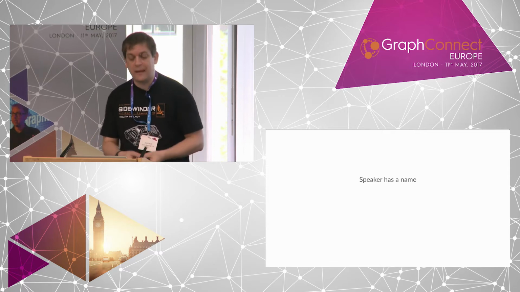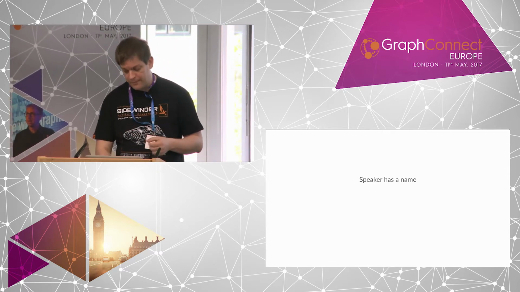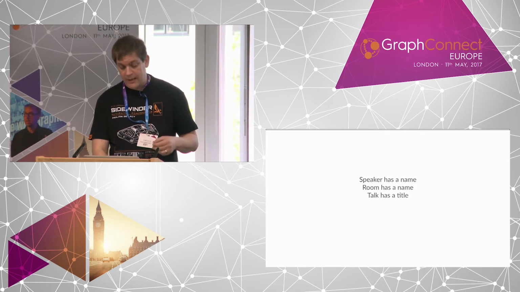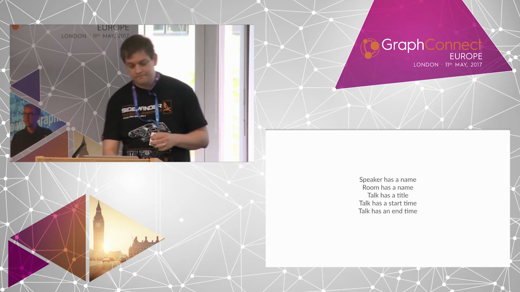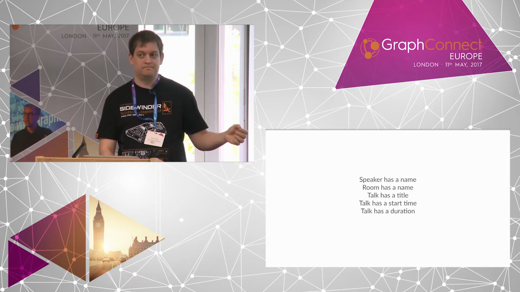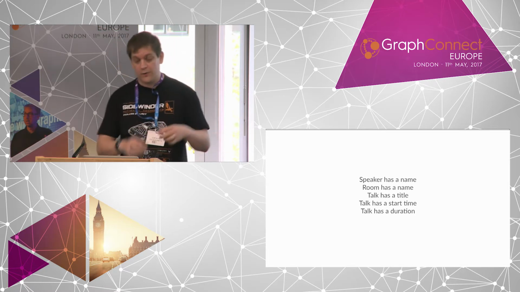And we can start embellishing our data. So speaker has a name. Has implies a property. Room also has a name, and talk has a title and a start time, but does it have an end time? Or does it have a duration? This really comes down to the question you're going to be asking of your model.